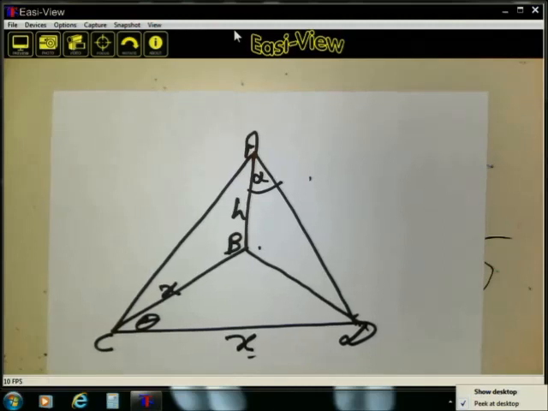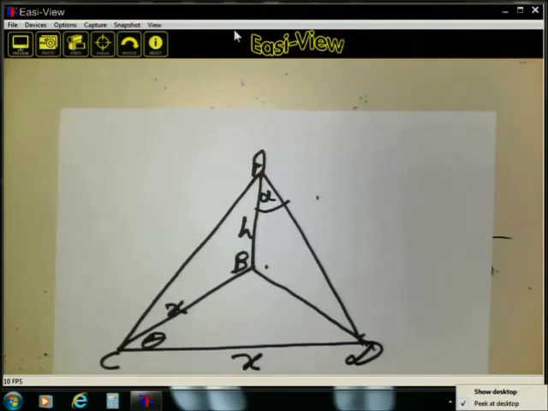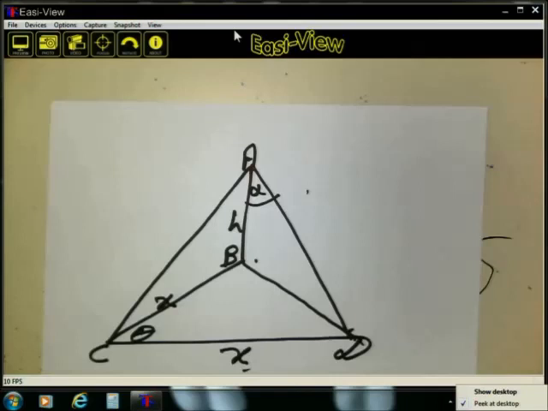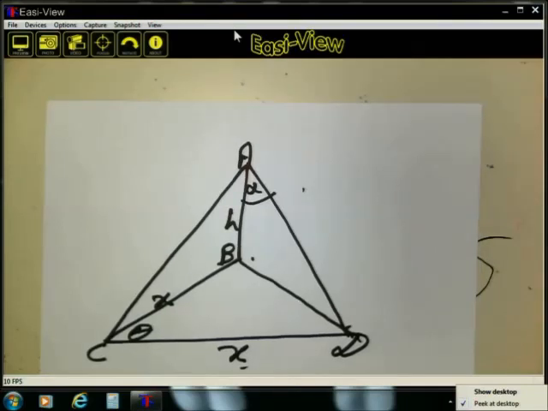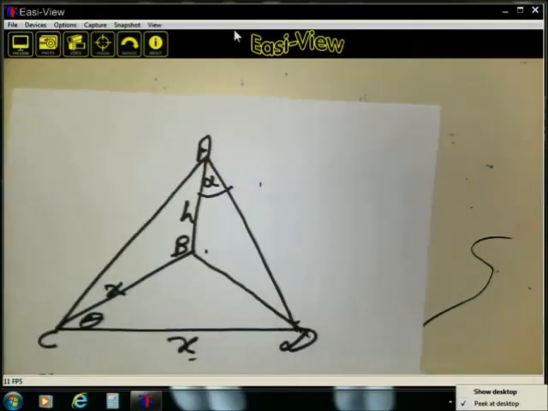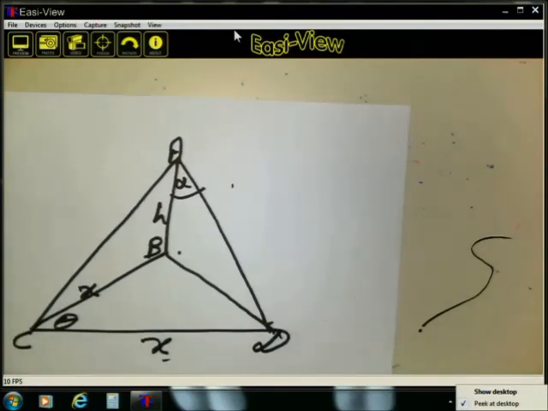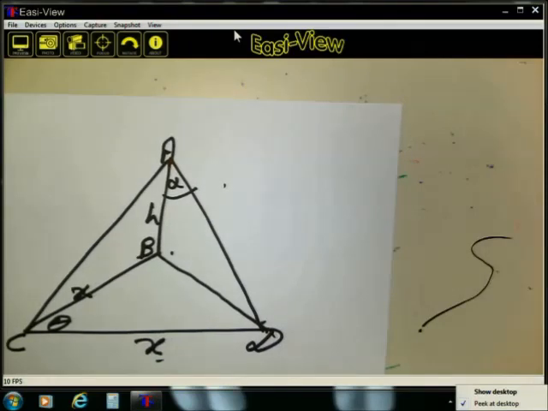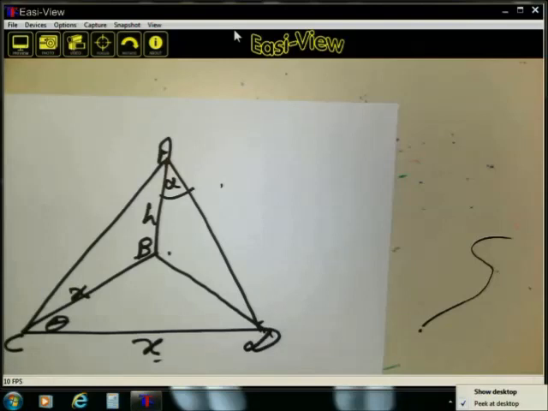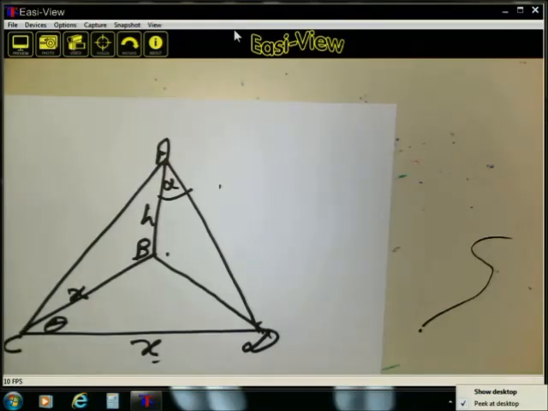What are we required to prove? We are required to show that BD squared is equal to 2x squared into 1 minus cos theta.